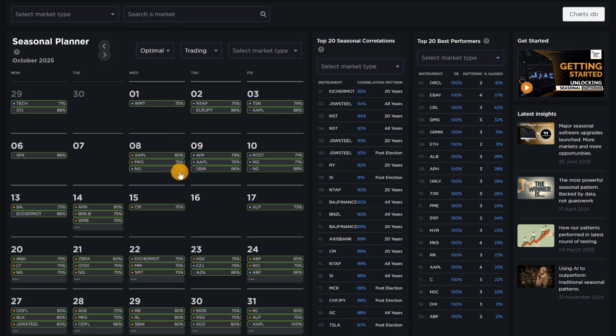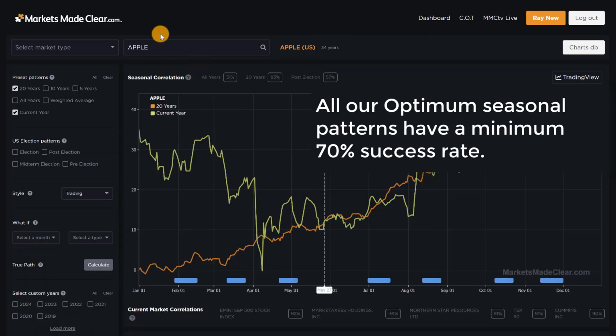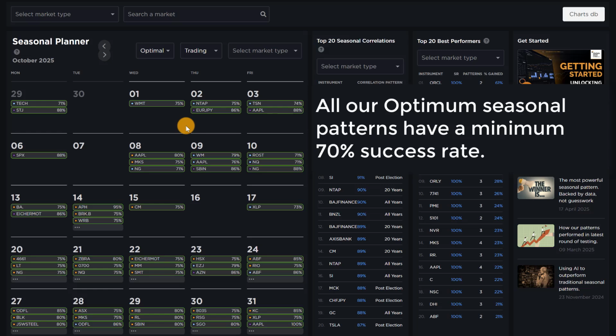Lastly, the point with regards to the success rate. Again, you don't need to filter by success rate. You don't need to go looking for the highest. There's a 95% success rate here in this market. There's 86 or 75. A key point of note is that in order for a seasonal pattern to be considered an optimum seasonal pattern, and therefore to be on our planner at all, and also to be included on the charts, it must have a minimum of a 70% success rate.